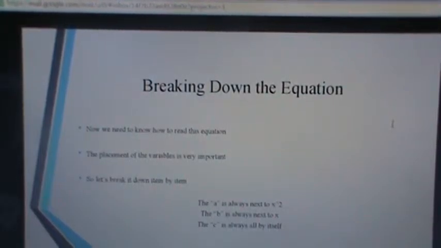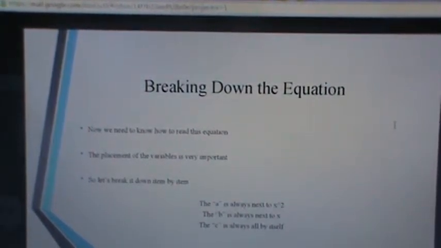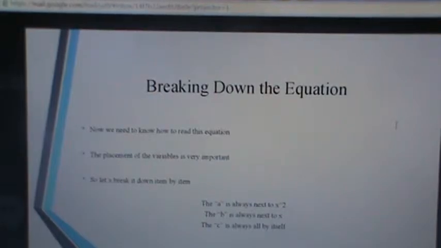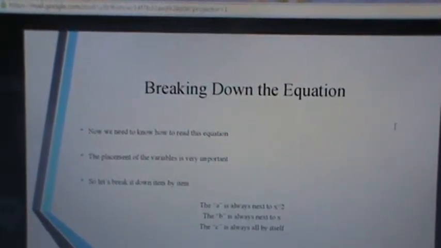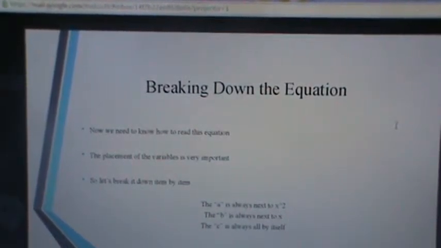Breaking down the equation. Now we need to know how to read this equation. The placement of variables is very important, so let's break it down item by item. The a is always next to the x squared, the b is always next to the x, and the c will always be by itself.